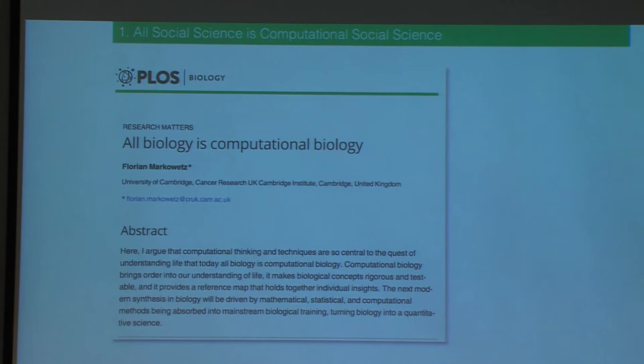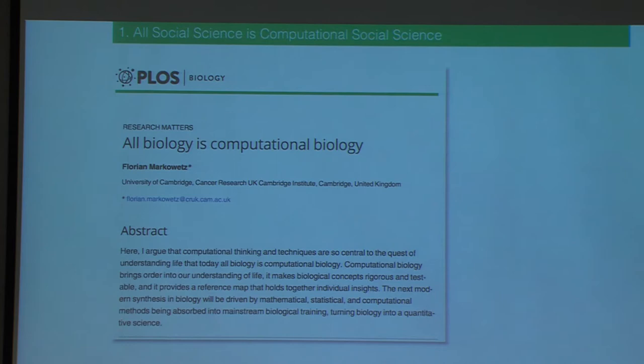Computational biology brings order to our understanding. It makes biological concepts rigorous and testable. It provides a reference map. It holds together individual insights. The next modern synthesis in biology will be driven by mathematical, statistical, and computational methods being absorbed into mainstream biological thinking, turning biology into a quantitative science.